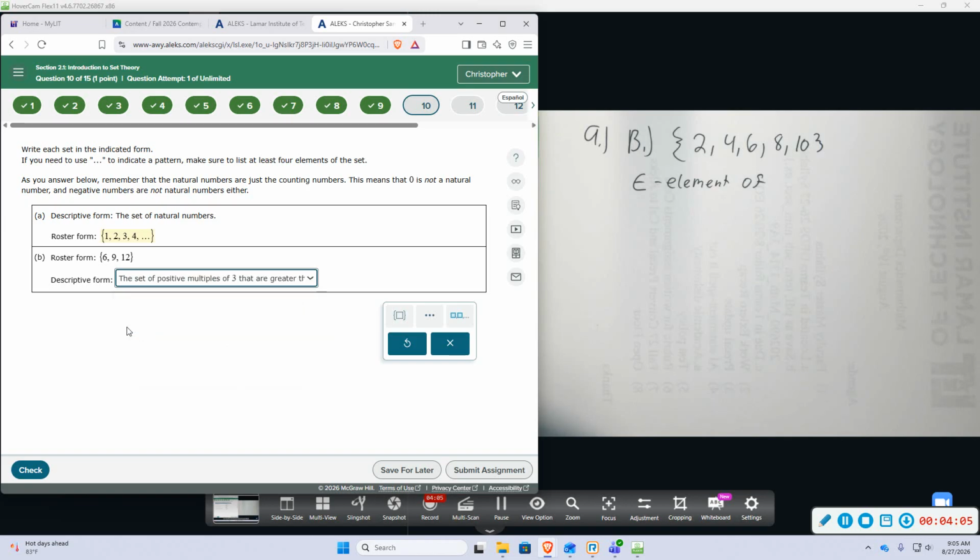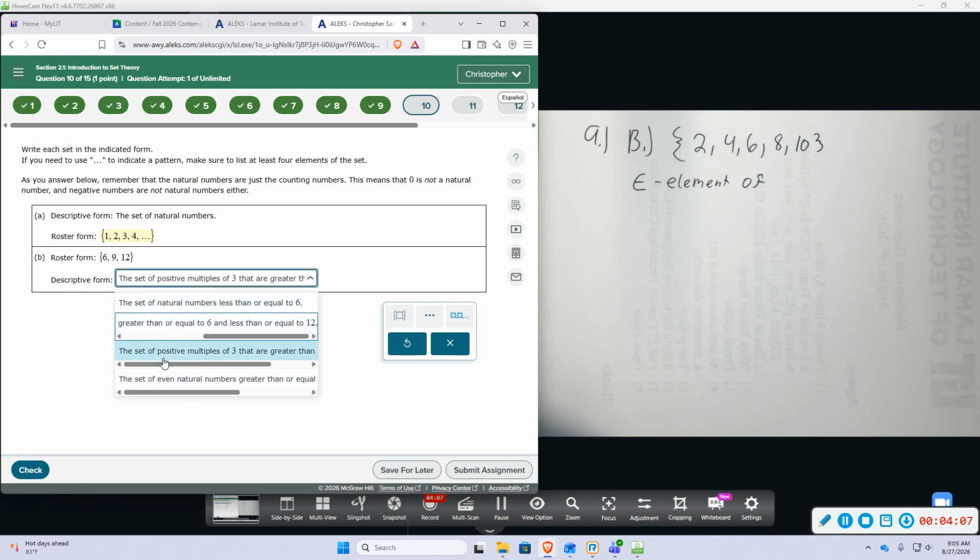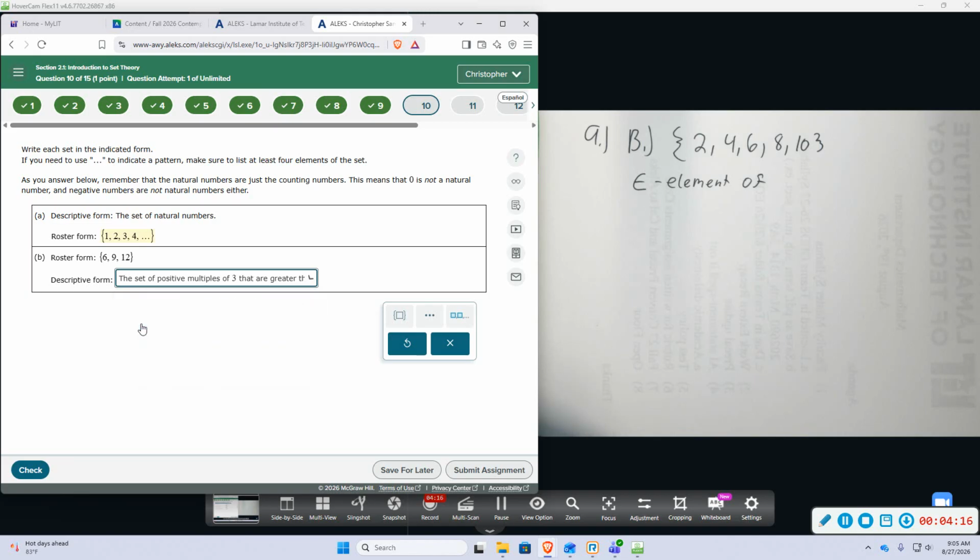This one looks good. Let me look at the rest of them just for good measure. Set of positive multiples of 3, greater than or equal to 12. Nope. Set of even numbers, and then 9 is not even. So this is going to be our best answer choice. And then it says good.